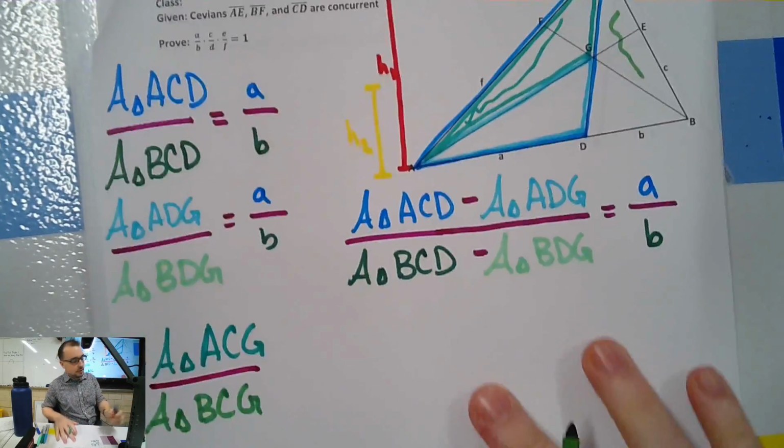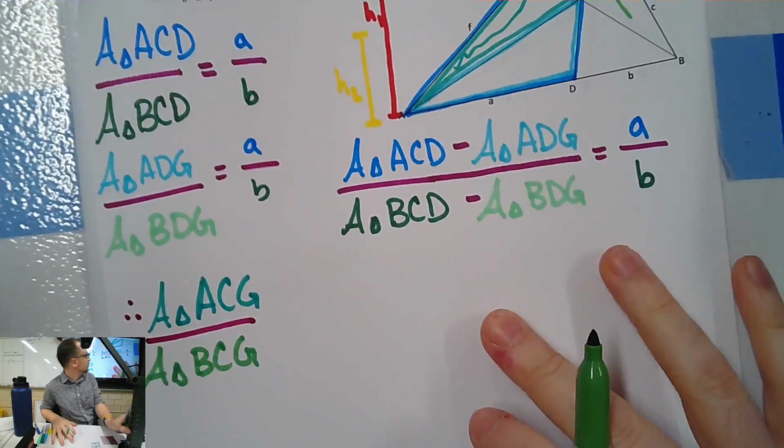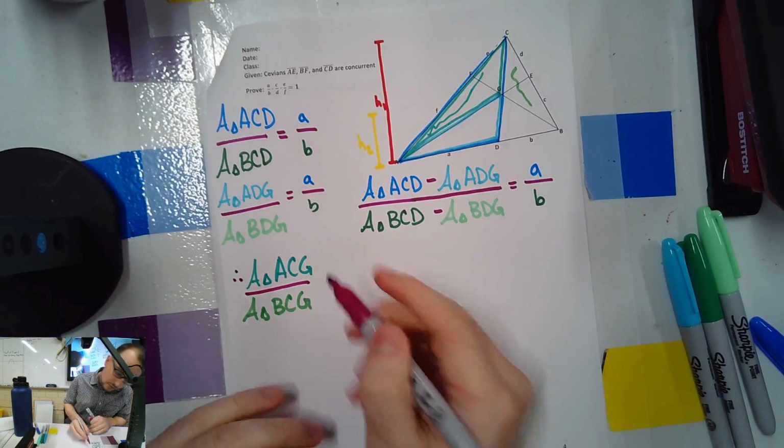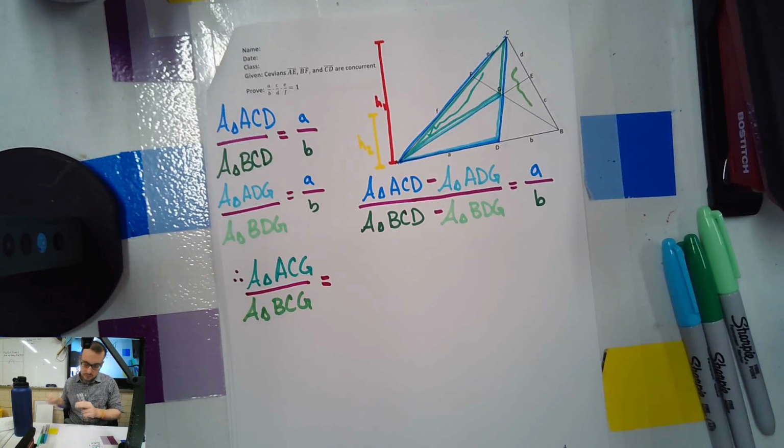Ooh, yes. Sorry, I zoomed in a lot. Let me zoom out. Diagram's small, but the writing's big. A over B.